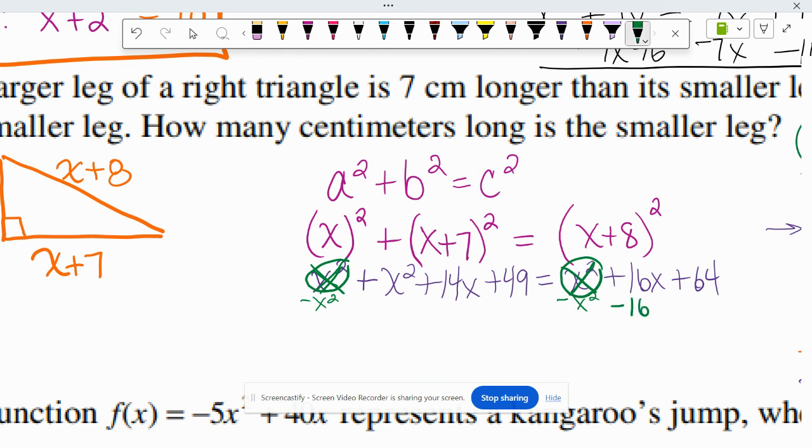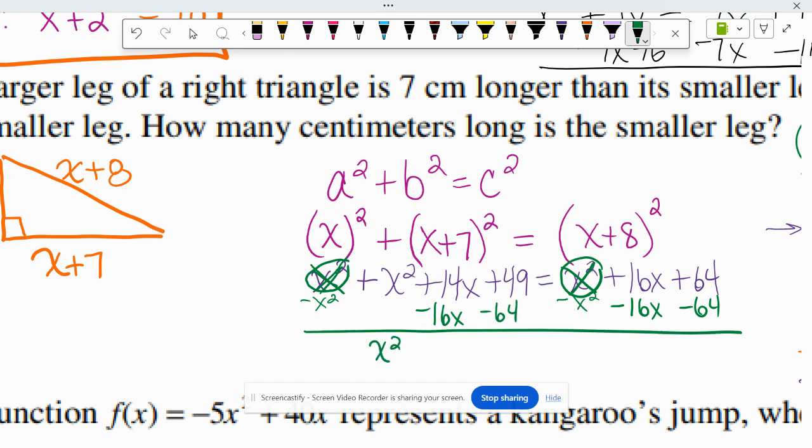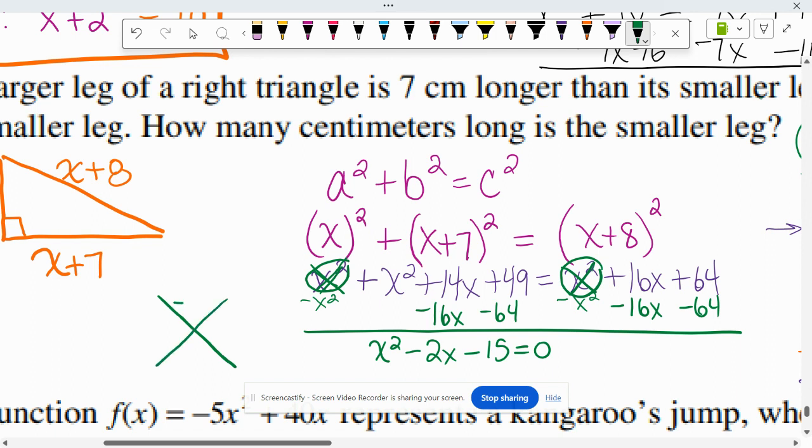I've just canceled out the x squareds. So I'm going to subtract 16x and 64. I'm going to subtract 16x and 64. So now I have x squared minus 2x minus 15 equals 0. So I'm looking for two numbers that will multiply together and give me negative 15, that when I add them, I'm going to get negative 2.